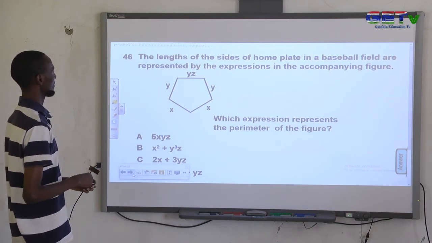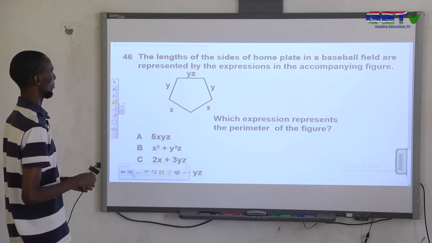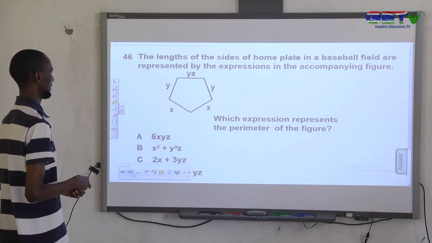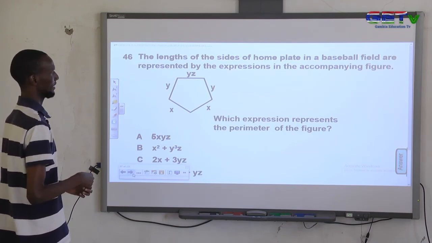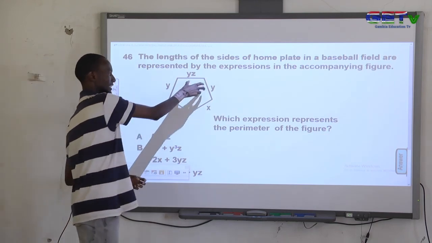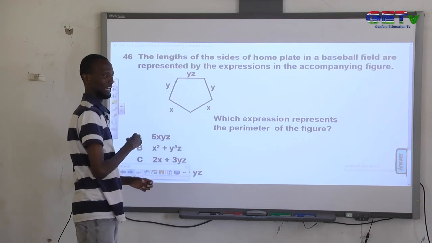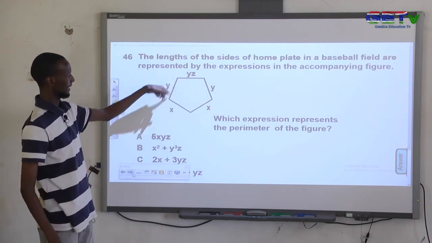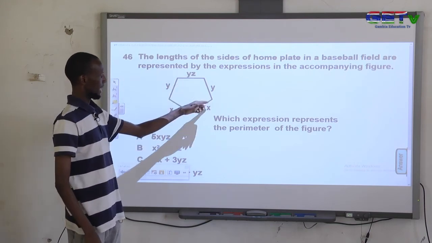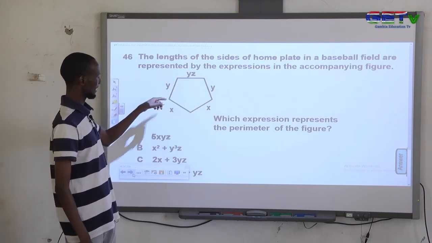The length of the size of home plate in a baseball field are represented by the expressions in the accompanying figure. Now, that is the figure we have here. And we are given their lengths. This length is y. This other length is yz. Now, that is y, that is x, and that is x.